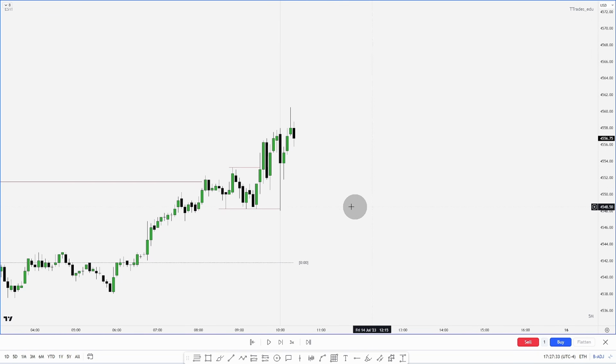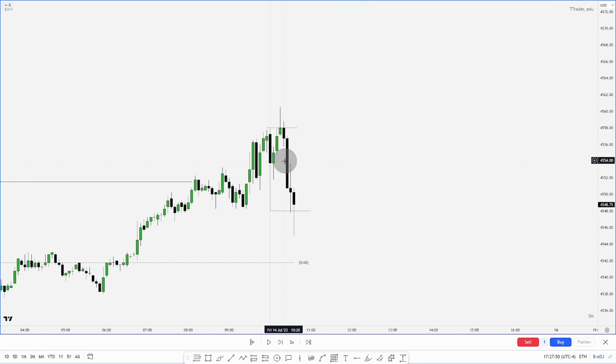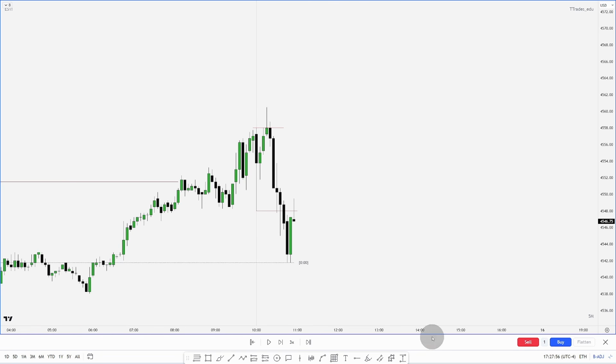Not really a break of structure for me because we did not aggressively move below this low. So we're still looking at this low here. We do get a sweep right here, and this is a better sweep for me just because we don't close over that high. Now you can see we're getting big full-bodied candles reaching below this low, and we go touch midnight and come back up.